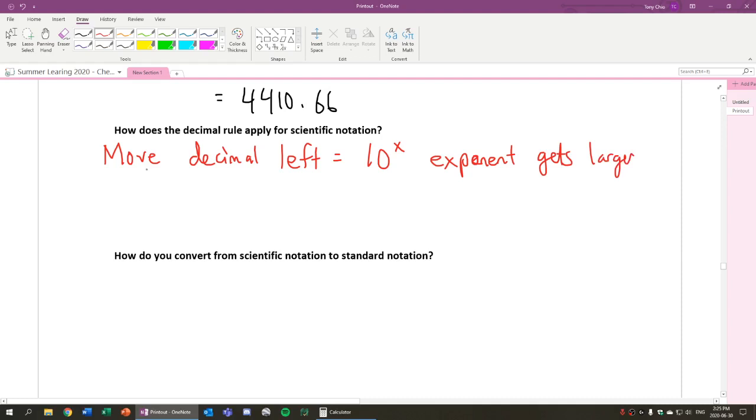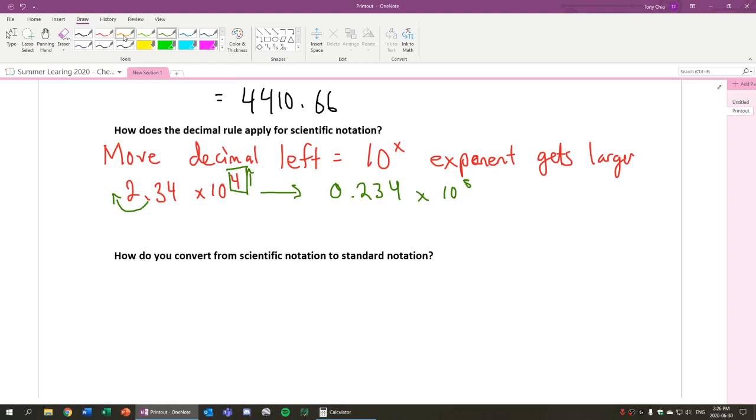So for example, if you have 2.34 times 10 to the power 4, if you move this decimal right here to the left, you're going to get 0.234, and the exponent gets larger: times 10 to the power of 5. That's what's going to happen. Okay, what happens if you do the opposite? You move the decimal to the right. Then, in this case, the 10 to the power of x exponent gets smaller.